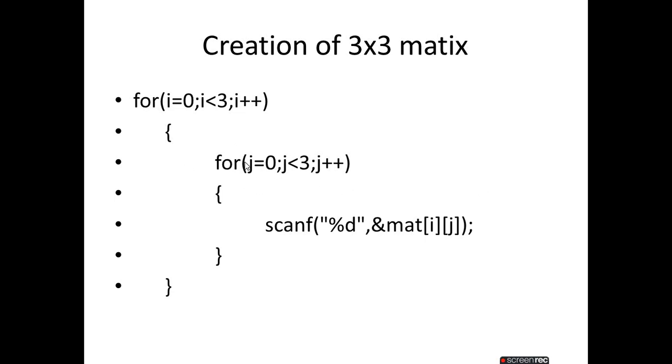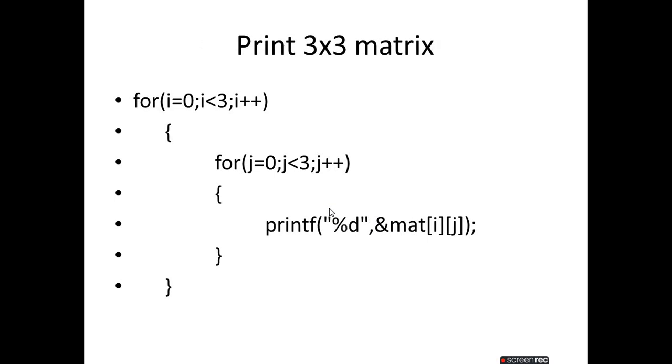On this j equals 0, j less than 3, j plus plus, this scanf statement is executed. It means we are taking input from the user, and this is the location of the matrix, mat[i][j]. Now, this is the creation. For i equals 0, i less than 3, if the condition is true, there is another for loop, a nested for loop, j equals 0, j less than 3, j plus plus, and then we input the value.